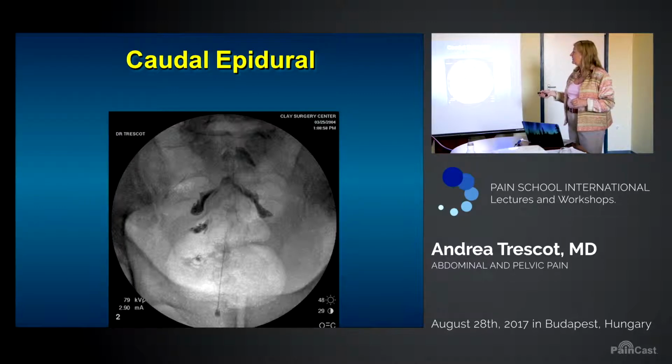And this is often my first approach to somebody with pelvic pain that I can't figure out what the problem is. I'll do a low volume, low dose local anesthetic and then examine them, because most of the time before you do that, you just can't touch them.